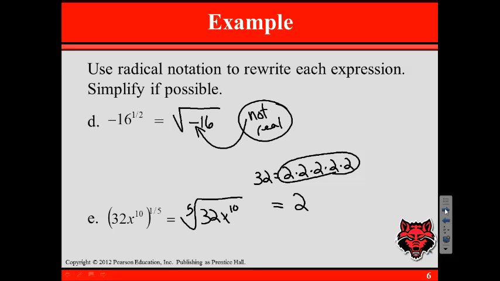Let's go to the variable now. The 5th root of x to the 10th, remember what we did before, we found the quotient of the exponent and the index. So we take 10 divided by 5 is 2, and that's how many factors of x will come out from underneath the 5th root. So 2 factors, or x squared, with no remainder.